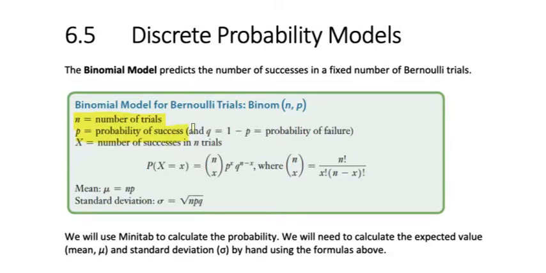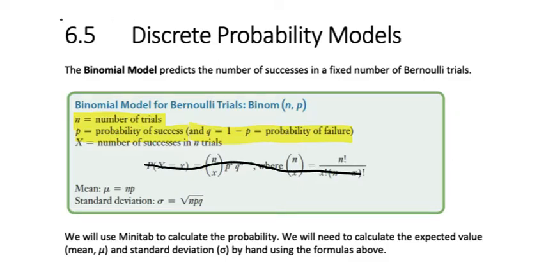P is the probability of success, Q is 1 minus P, and that's the probability of failure. Now, this formula for the probability here, you don't need to worry about this because we're going to calculate the probabilities for these using Minitab. So just cross that off.